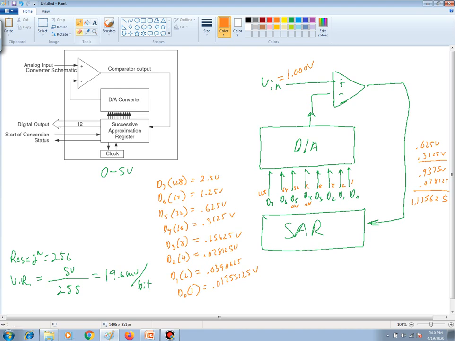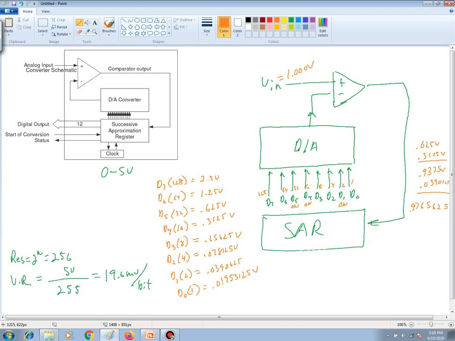Again, it's gone over, so it turns off that bit and goes on to the next bit. And the next bit is going to be D1, and that's going to add 0.039625. So that's a 5, a 2, a 6, a 5, a 6, a 7, and a 9. Since it has not gone over, it leaves that one on. So it leaves D1 on.